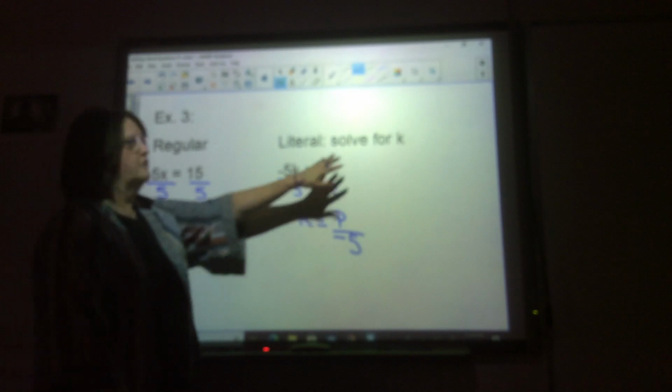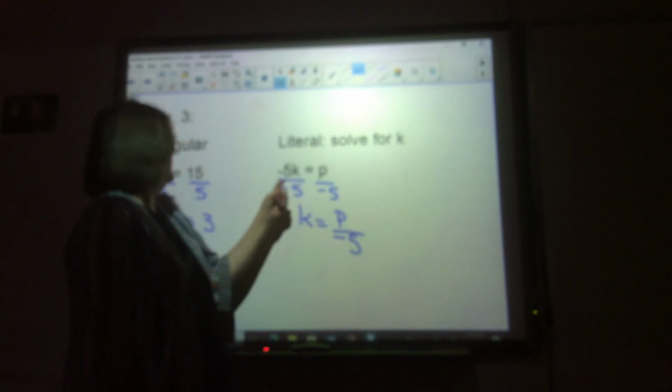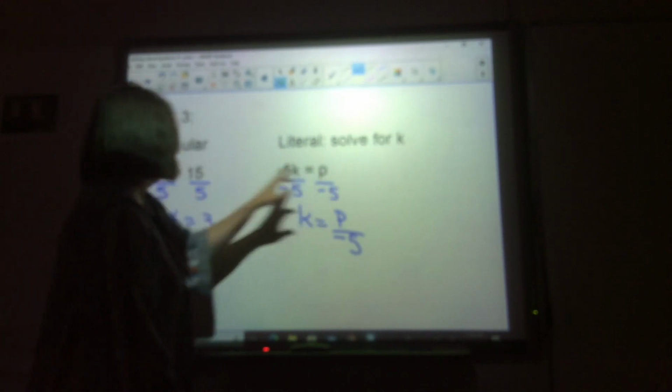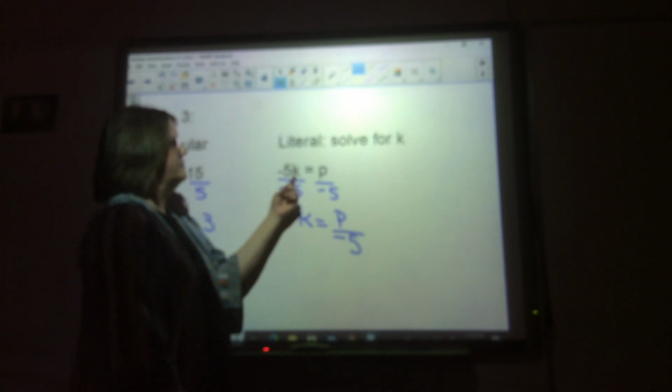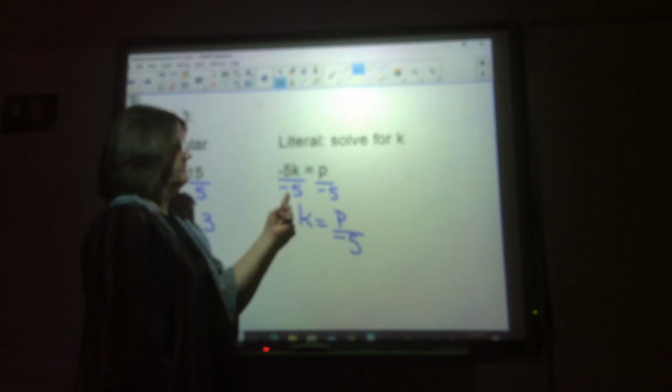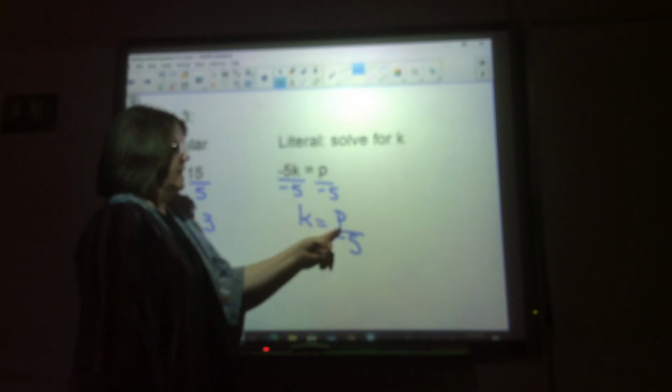All right, if I'm solving for k, I do the same thing, and I've got p on this side instead of a number. So I'm solving for k. The part that I need to remove again is 5, so I'm going to divide by negative 5. Now my answer is going to be p divided by negative 5.